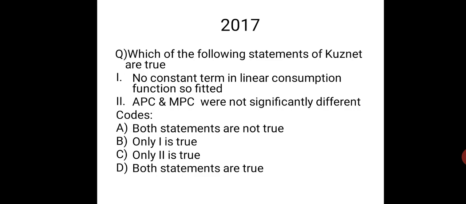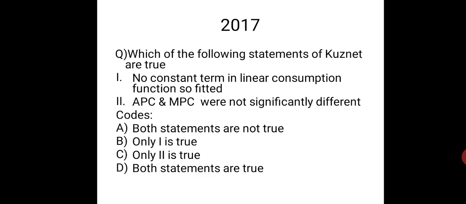You know that the constant term in the linear consumption function is A0, that is autonomous consumption. A0 plus BY is what is Keynes consumption theory, and that is a constant. A0 is that constant term which is not there in Kuznets function. Is that true? Yes, that statement is true. There is no constant term A0, that is autonomous consumption, in Kuznets consumption function.